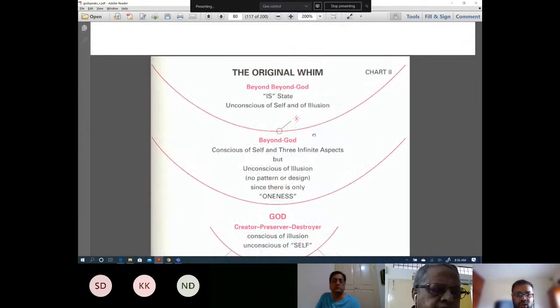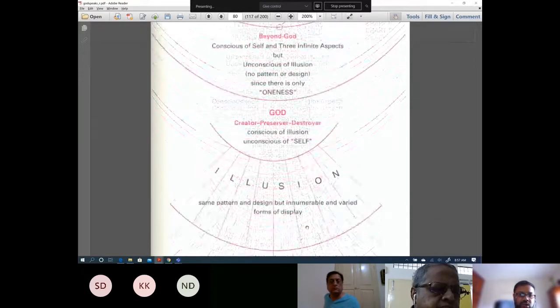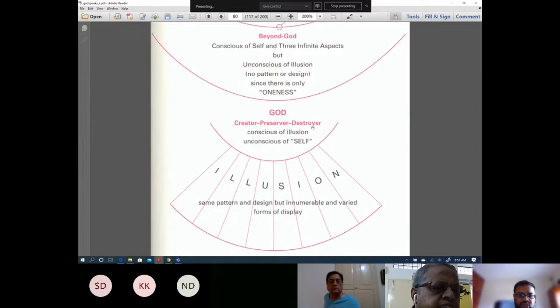Then you have the beyond God state. The beyond God state is the is state, unconscious of self and of illusion. In the beyond God, conscious of self and three infinite aspects, but unconscious of illusion, no pattern or design, since there's only oneness. Then you come to the God in the creator, preserver, destroyer, conscious of illusion, unconscious of self.